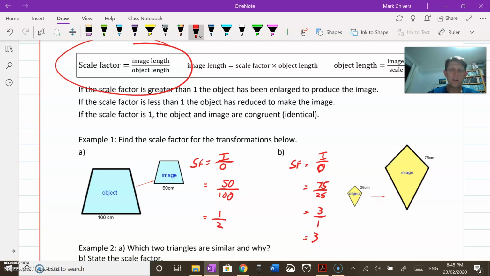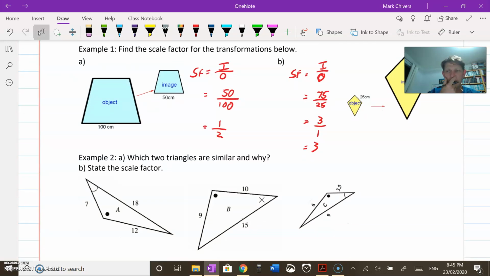In other words, the dimensions on the image are 3 times the size of the object. Bear in mind, when we're talking about scale factor, we're talking about the changes to the distance, not the area. It doesn't work exactly like that with area, because we have to then work out our area, and that will change slightly differently to the scale factor.